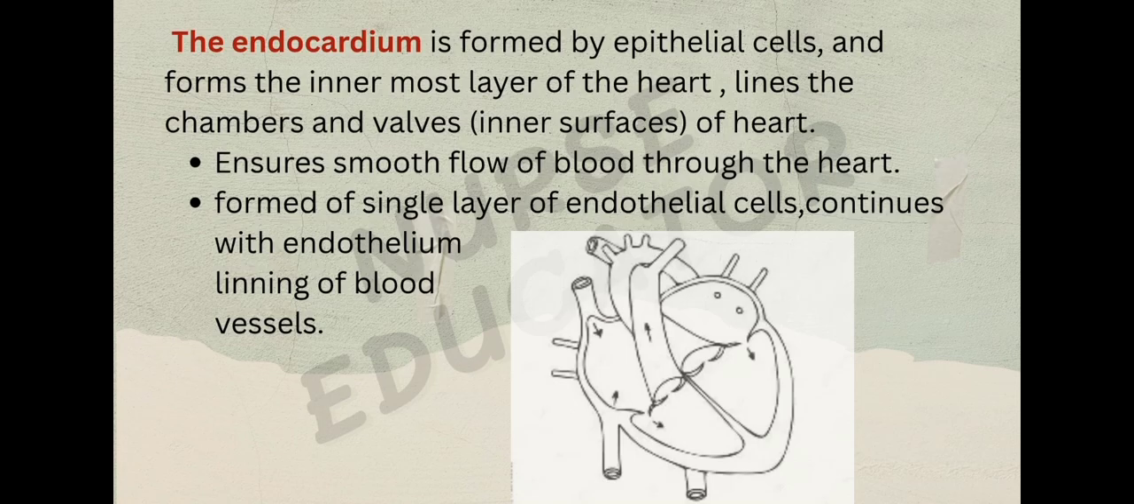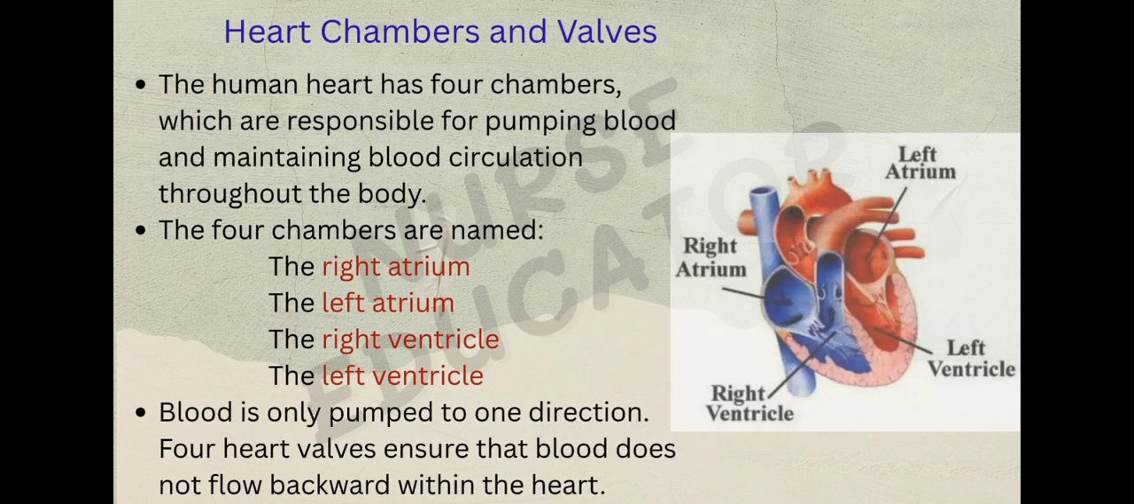Okay, you can see the picture. There is the right atrium, left atrium, and ventricles. The endocardium is lined by the epithelial cells in the chambers and valves. Then we will see what the heart chambers and valves are. The human heart has 4 chambers. You can see in the picture the right atrium, left atrium, right ventricle, and left ventricle.